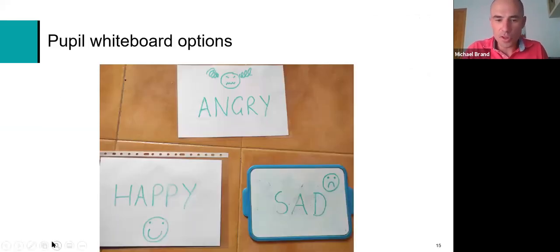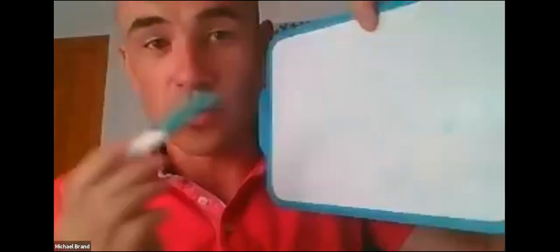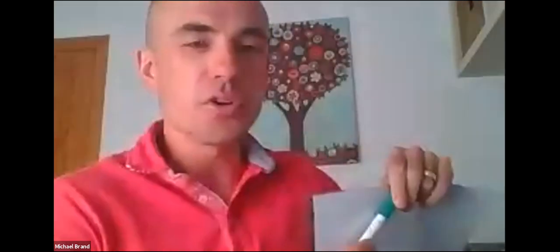Okay, I just stopped screen sharing for a second. Of course, other options for writing are whiteboards. So you can have an actual whiteboard with a pen. There are obviously cheaper ways of doing this with a piece of white paper in a wallet, or you can also get students to laminate pieces of white paper, although their parents may not necessarily have laminating machines. Teachers often do.